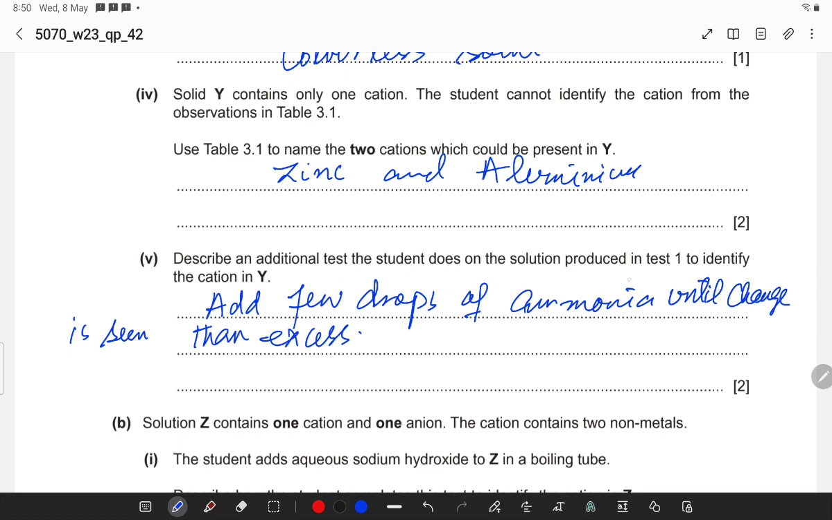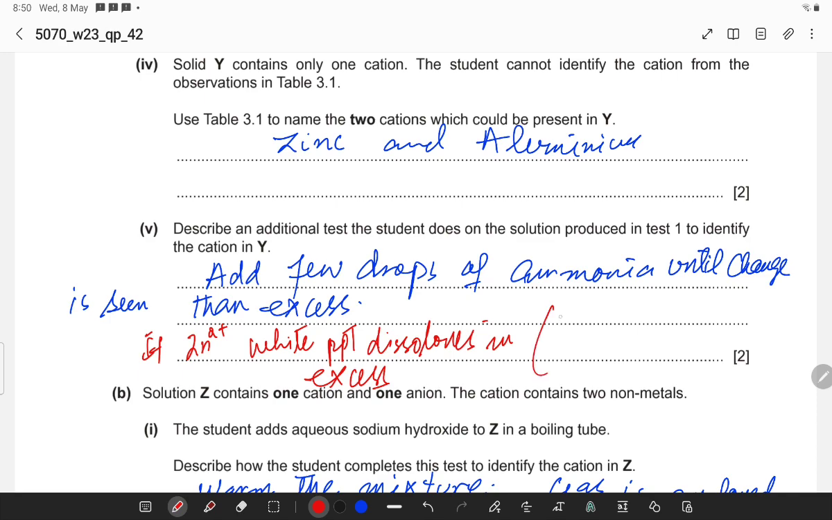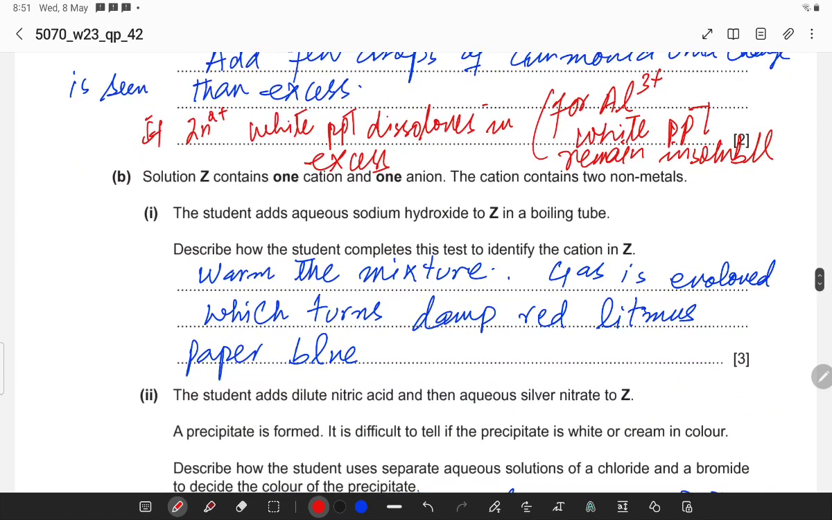Describe an additional test the student does on the solution produced in test 1 to identify the cation. Add a few drops of ammonia until a change is seen, then excess. If zinc is present, the white precipitate dissolves in excess. And for aluminium, the white precipitate remains insoluble in excess.